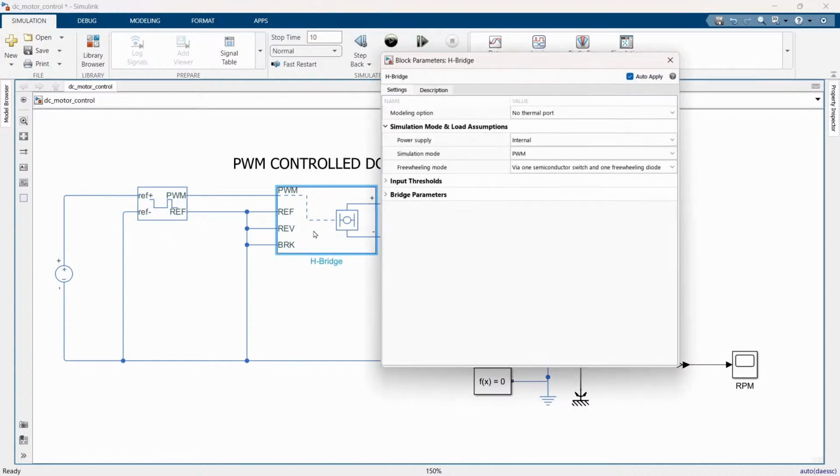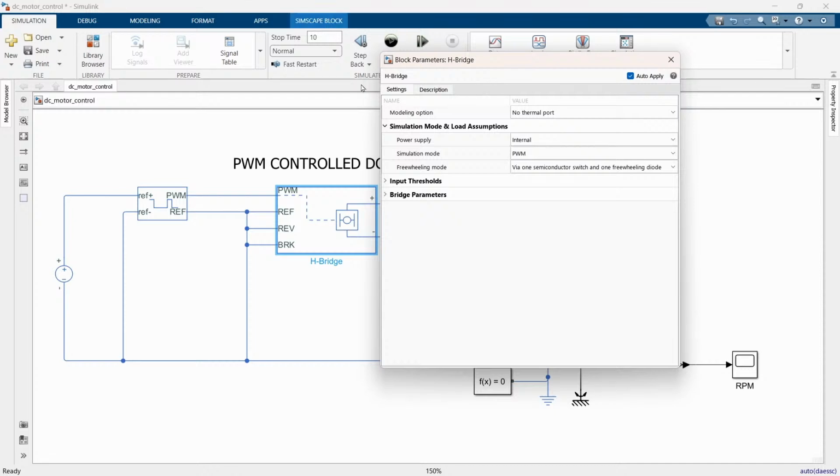Double click on this H-bridge. In the H-bridge you can also see the simulation mode. In average mode, the block will simulate the motor's behavior based on the average value of the PWM signal. It approximates the motor response to that PWM signal, that means sequences of pulses, by considering its average effect. In PWM mode, this block will directly interpret the PWM signal received from the controlled PWM voltage block, and apply it to control the power delivered to the motor.